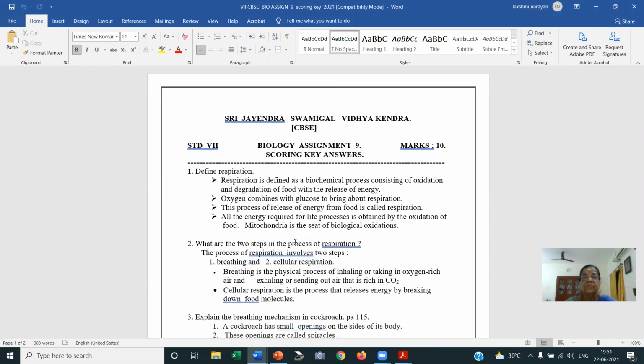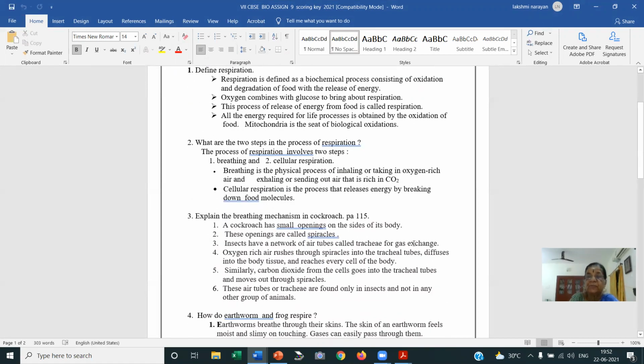Define respiration. Respiration is defined as a biochemical process consisting of oxidation and degradation of food with the release of energy. Oxygen combines with glucose to bring about respiration. This process of release of energy from food is called respiration, and all energy required for life processes is obtained by the oxidation of food. Mitochondria is the seat of biological oxidation. Cell organelles we will study next, where mitochondria is the organelle for respiration, right? Then what are the two steps in the process of respiration? The process of respiration involves breathing and cellular respiration.